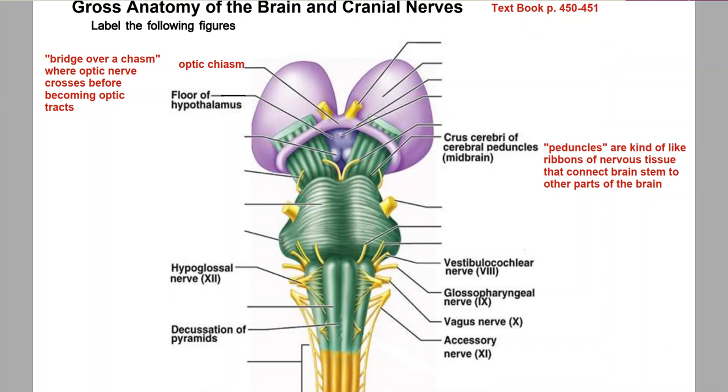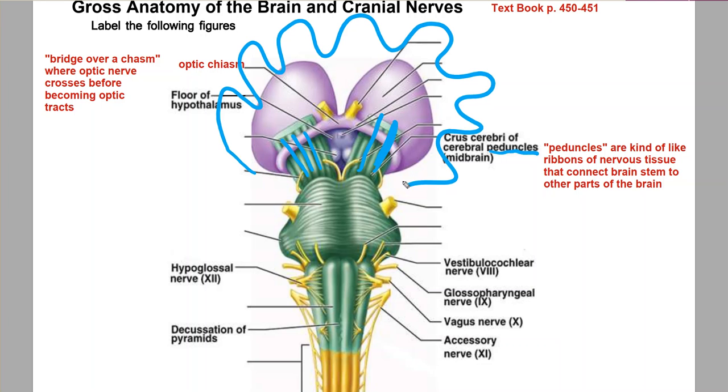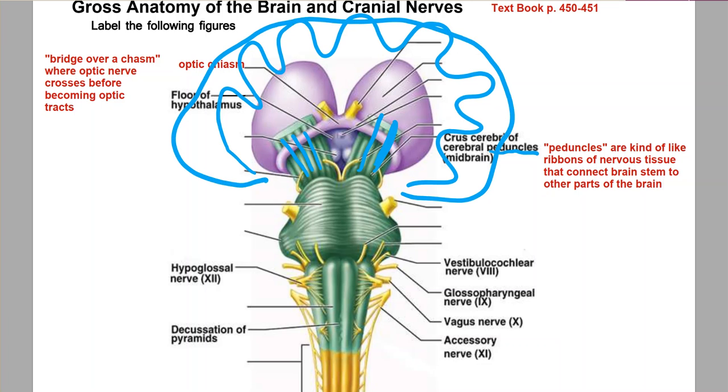So just a couple of things. I've labeled a couple of things on here that I think are kind of funky. So you'll see this word peduncles. It's kind of like these ribbons of tissue that are going to connect up to the worm-like cerebrum that would be up here. Remember, there's a cerebrum up here. And so these cerebral peduncles are going to connect to your cerebrum.